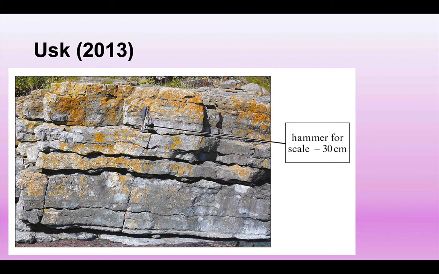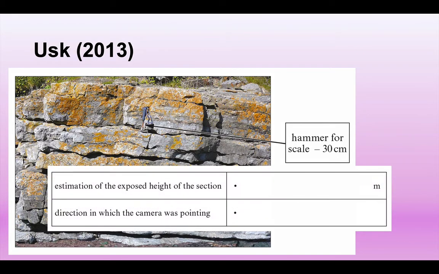So we've got a photograph of an exposure from this location. And the first question is a fairly straightforward one, just looking at scale and the direction the camera was pointing. This is just to get your orientation, in particular of dip, sorted out. If we measure the hammer and scale it up, it's about a 2 meter high section, but any answer between 1.5 and 2.5 meters is fine.